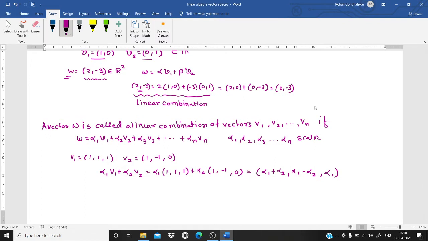So let's take alpha 1 as 1 itself and alpha 2 as 2. So what will I get? Here I'm getting (1 plus 2, 1 minus 2, 1). So this is (3, -1, 1). Now you change alpha 1 and alpha 2. Take alpha 1 as -1 and alpha 2 as -4.